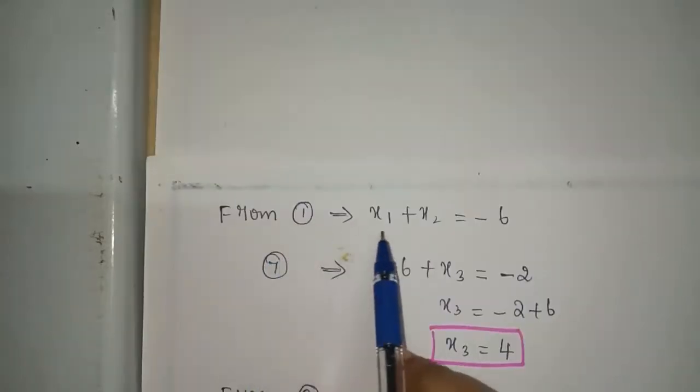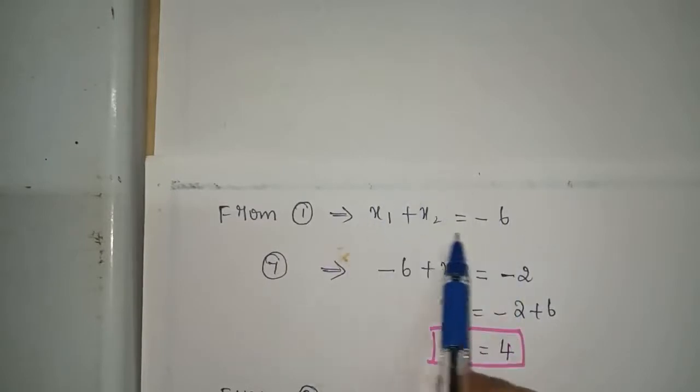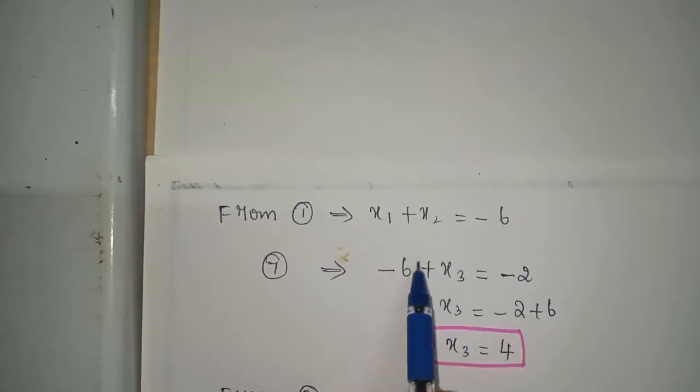From equation 1, x1 plus x2 is equal to minus 6. Substitute this value in equation 7. We get minus 6 plus x3 is equal to minus 2. So x3 is equal to minus 2 plus 6, x3 is equal to 4.